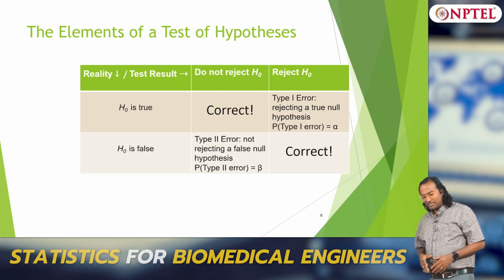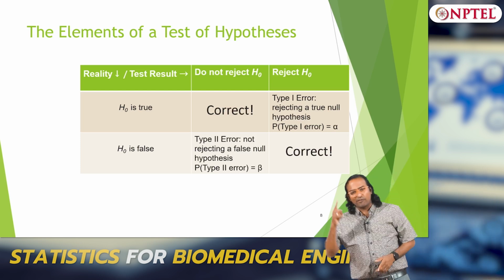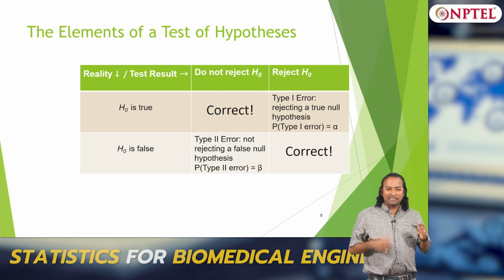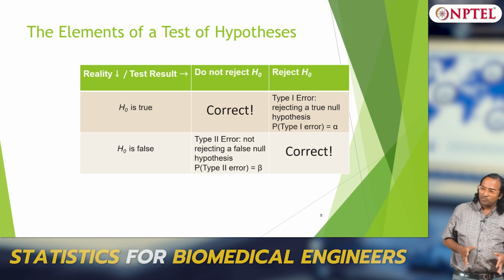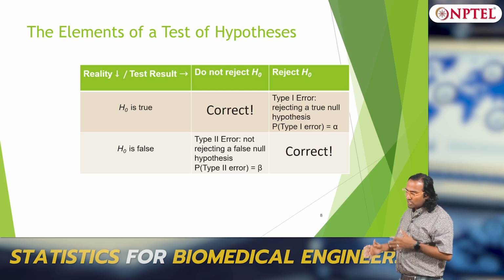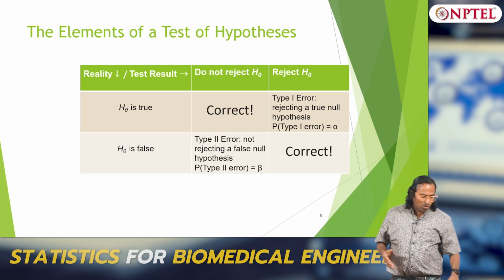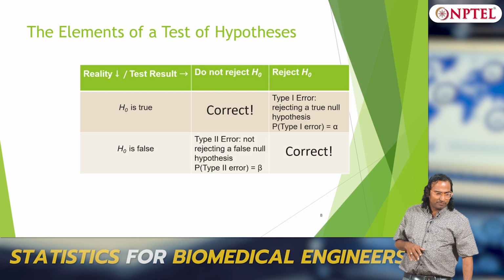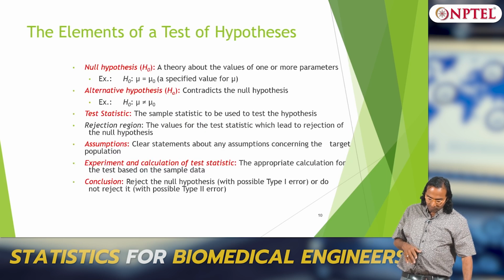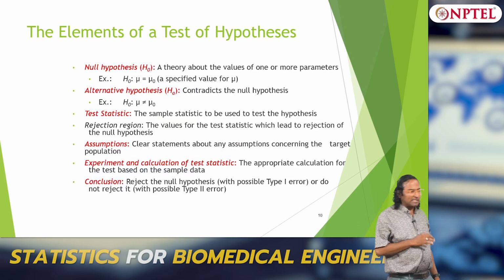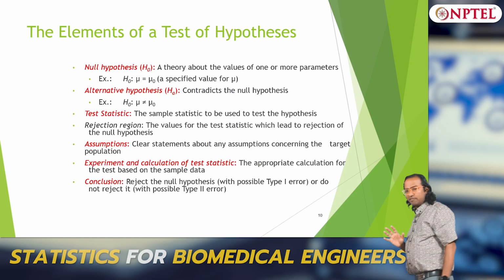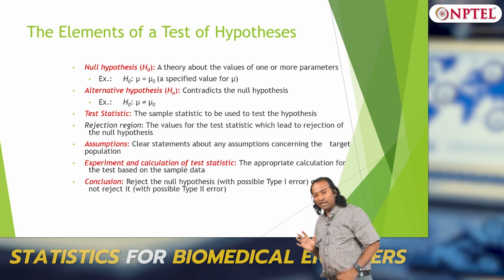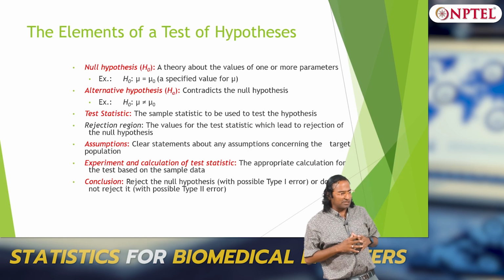So beta is the type 2 error, and of course if alpha increases, beta will decrease and vice versa. They have an inverse relationship, that much should be very clear. How to determine beta we will learn later. Now, these are the steps of hypothesis testing. We will do a few problems, but these are the steps.